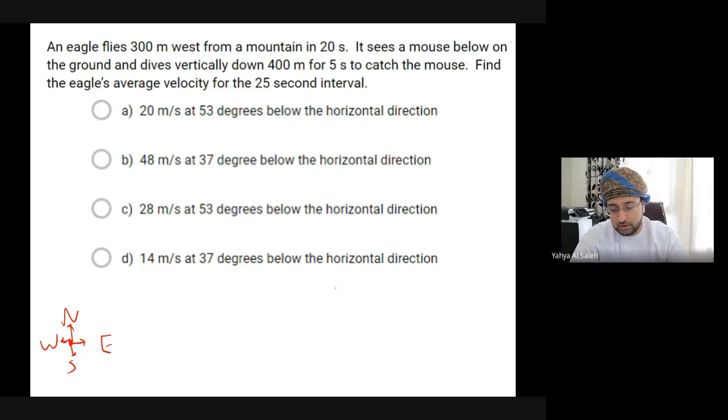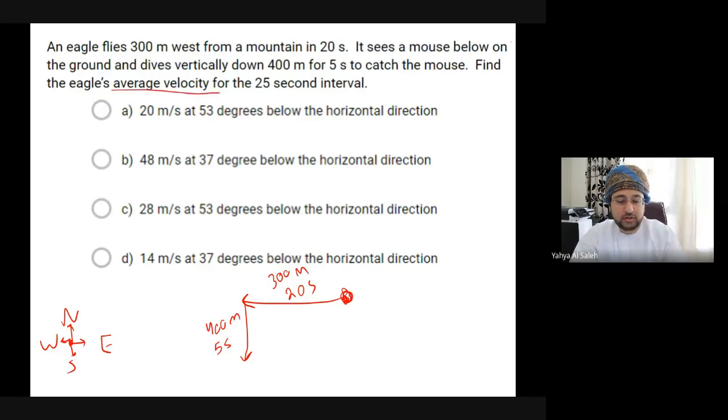Okay, so here's my eagle, goes 300 meters west in 20 seconds. As I said, whenever we have a problem, the easiest way to solve it, we said this in chapter 1, is to draw the problem, write down everything we have, write down what we want to find, and then actually find it. Okay, it sees a mouse below on the ground and dives vertically down for 400 meters. And it does that only in 5 seconds. Find the eagle's average velocity for the 25-second interval. Now, total is 20 plus 5, that's 25, that's fine.